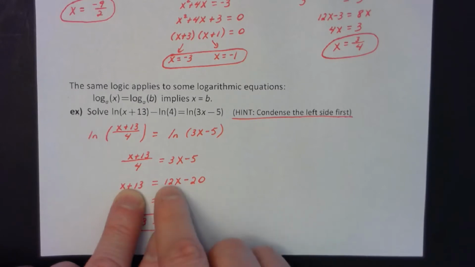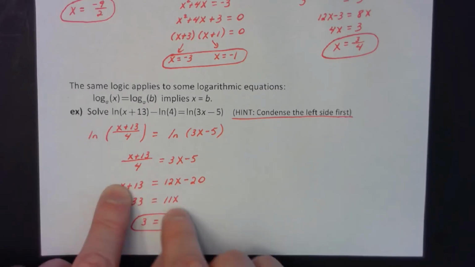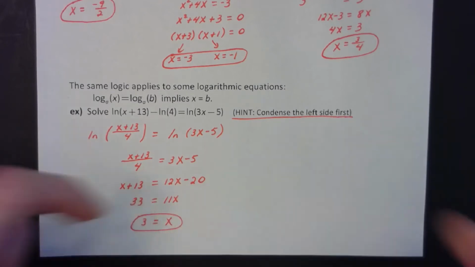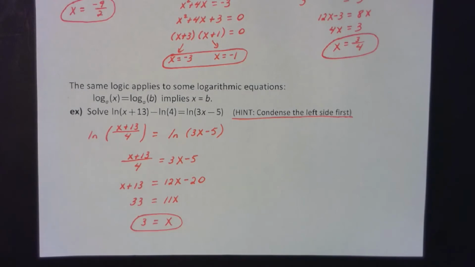Then I got the x on the same side, so 12x minus x is 11x. Get the constant on the same side. Add 20 to both sides, you get a 33 on the left. So now if 11x is equal to 33, you divide by 11, you get your x equals 3.